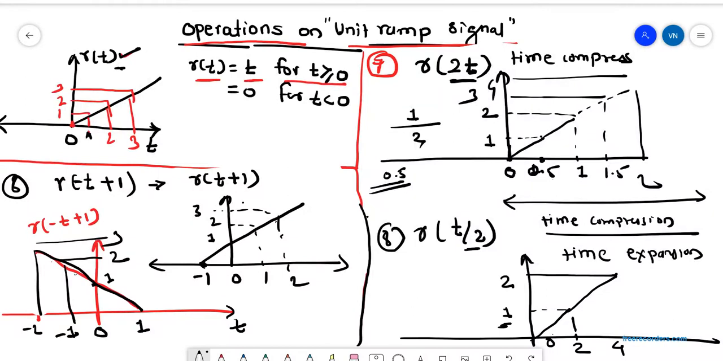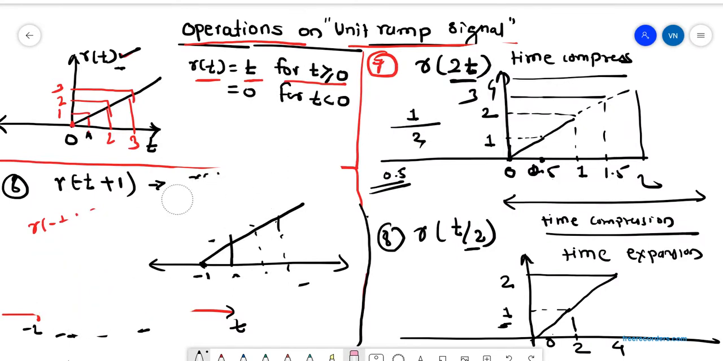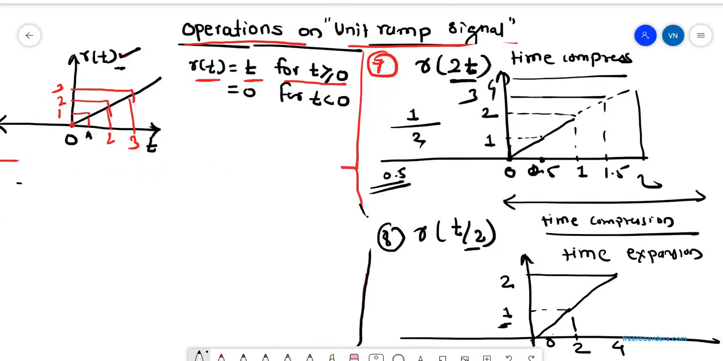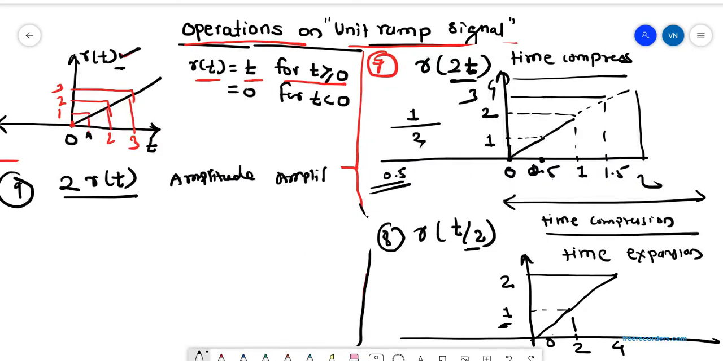Now, next thing, again if I take an example, amplitude amplification. If I write here 2 into r of t, what is the meaning of this? The meaning is nothing but amplitude amplification. Amplitude amplify. So how will it amplify? Basically it will be multiplied by 2.